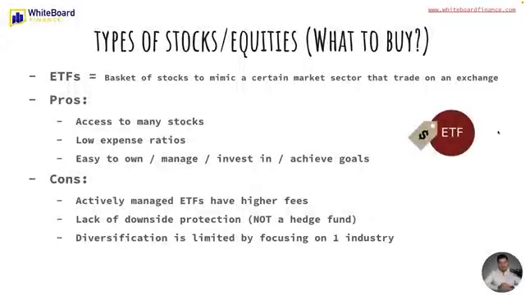So ETFs are very similar. They're a basket of stocks to mimic a certain market sector that trade on an exchange. So you have access to many stocks, you have very low expense ratios, and just like index funds, they're very easy to own, very easy to manage, very easy to invest in. Some of the cons are that actively managed ETFs have higher fees. These are similar to mutual funds that are actively managed. You have a lack of downside protection. Again, it's not a hedge fund. And then also diversification is limited because you're only focusing on one market sector or one industry because you're tracking an exchange.